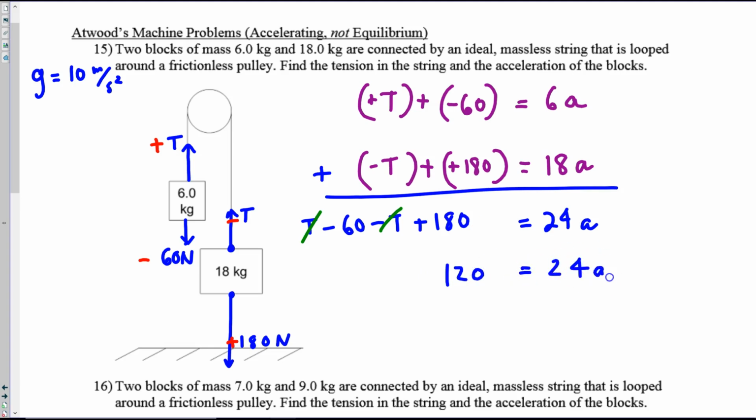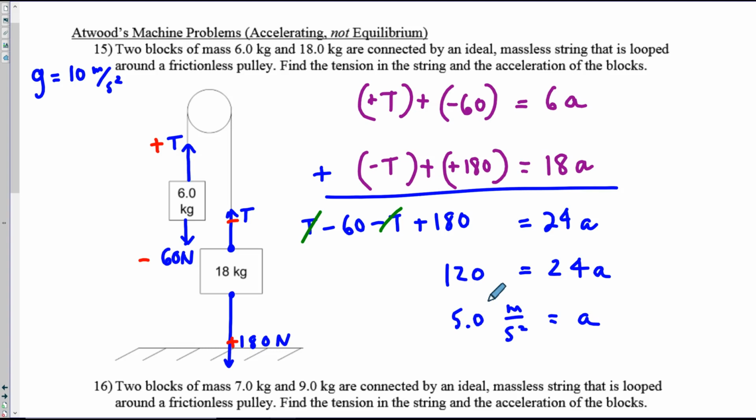If we divide by 24, 12 over 24, that's 0.5. We've got an extra power of 10, so this is going to be 5 meters per second squared. And I should make it 2 sig figs.